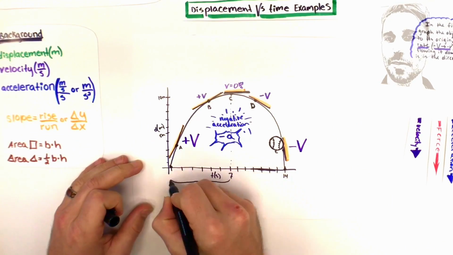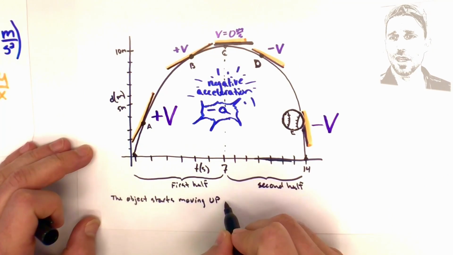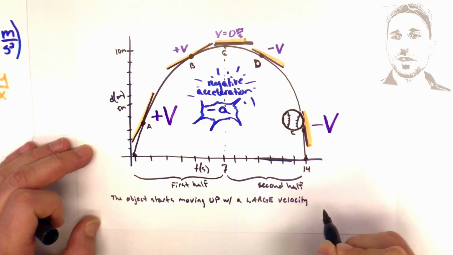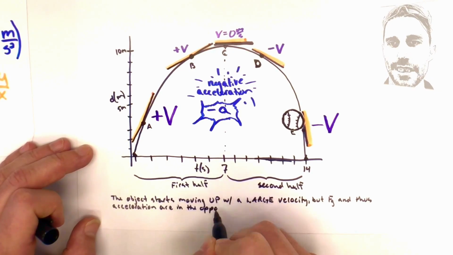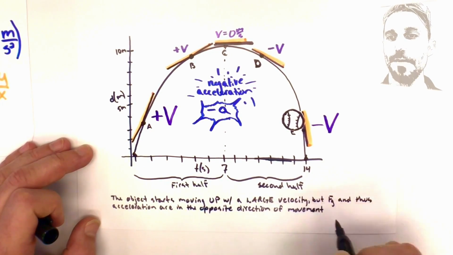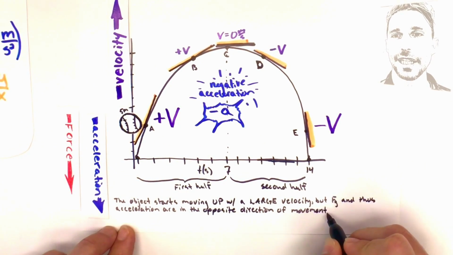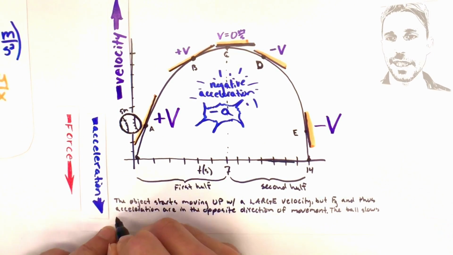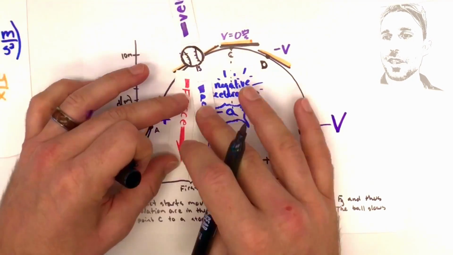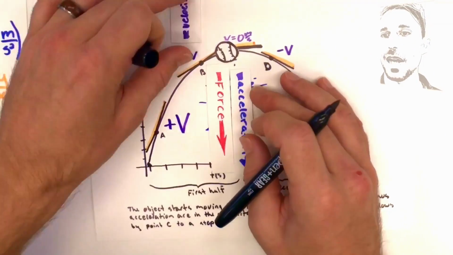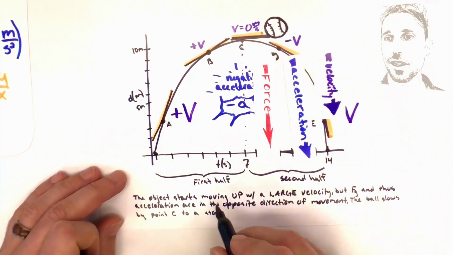So now let's analyze what's going on a little bit in the first half and in the second half of this graph. Our ball at the very beginning, it starts moving upward with a large velocity. Okay, so you imagine you hit it with the bat, it's going its fastest, going upwards right as it comes off that bat. But the force of gravity and thus the acceleration are in the opposite direction of the movement. So force and acceleration are going down while the ball is going upward. So the ball is slowing the entire time it goes upward until it finally comes to a stop at the very top.